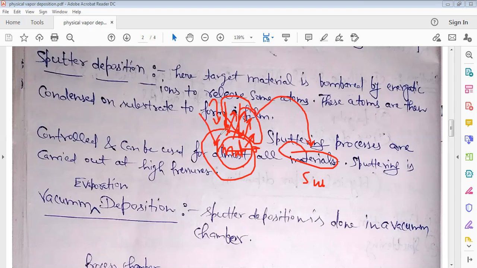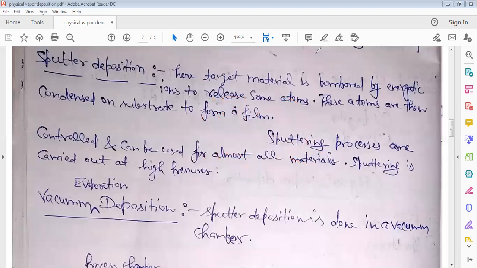Okay, so the sputtering mechanism can also be used to deposit alloys onto the substrate. Sputtering is carried out at relatively high pressure, compared with the very low pressure of the vacuum evaporation process. In the vacuum evaporation deposition process, the pressure in the chamber is very much lower. In comparison, if we use the sputtering process, the pressure is pretty much higher. Okay, so what is the apparatus?